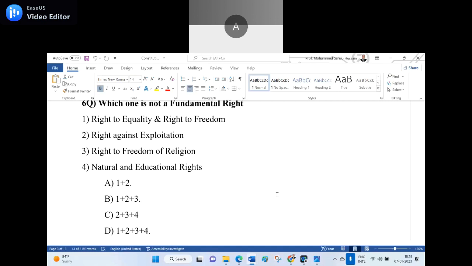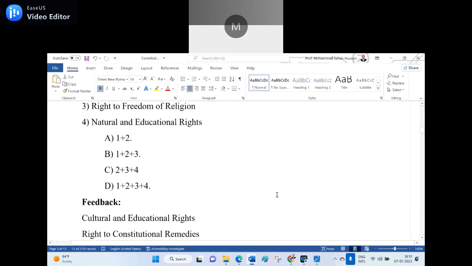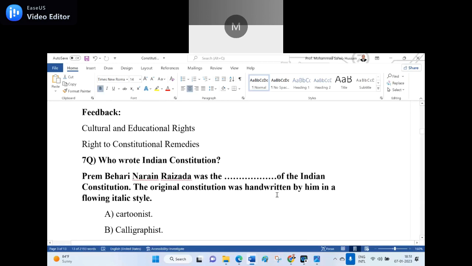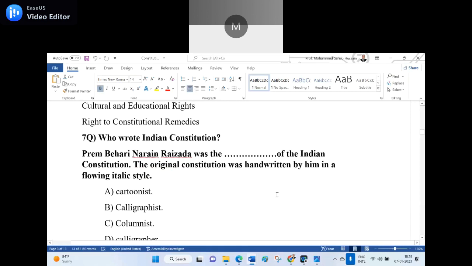Cultural, sir. Cultural, I appreciate. Venkat Reddy, I appreciate. There is a cultural and educational right, and here I removed the cultural and educational right. But there is also another right, right to constitutional remedies. Is it clear? Article 32. Okay. Yes, sir.